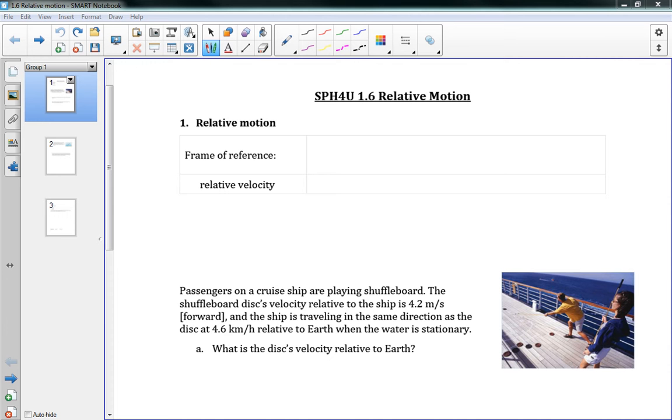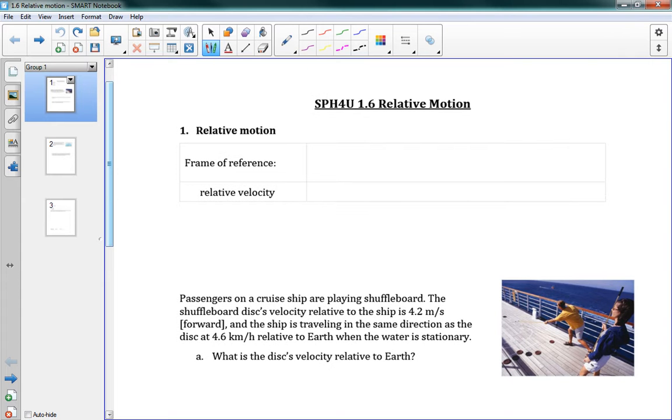Hello and welcome to 1.6 Relative Motion. In this lesson we're talking about movement relative to some frame of reference, some other reference point. And that reference point might be moving as well, so we're going to take a look at how this all combines. So to start with, we need to talk about frames of reference.